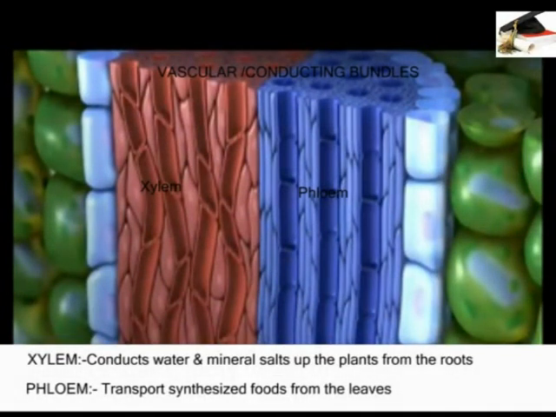Conducting tissue, or the vascular bundle, and this consists of xylem and phloem. Xylem conducts water and the dissolved mineral salts in a plant. Phloem conducts food substances in solution.